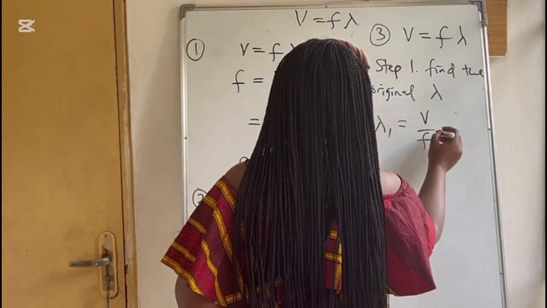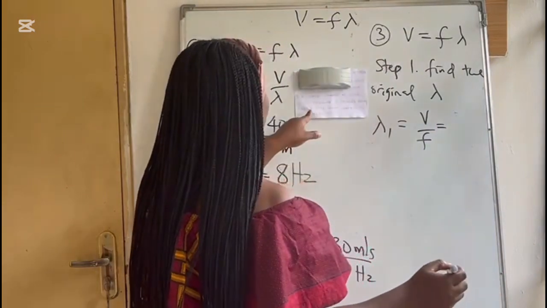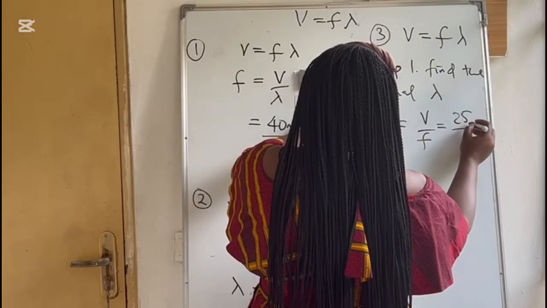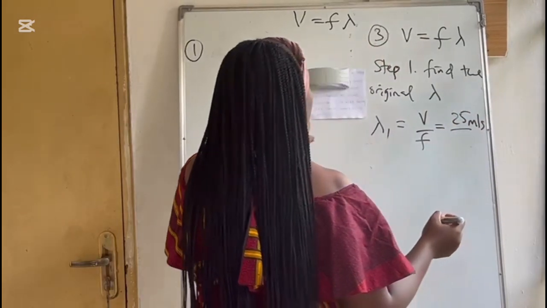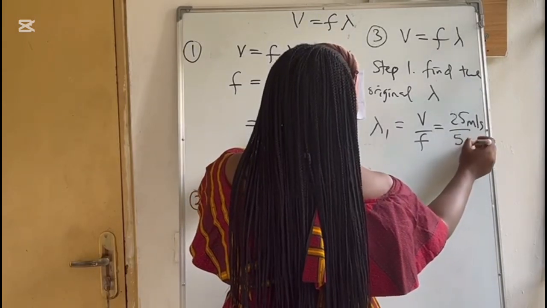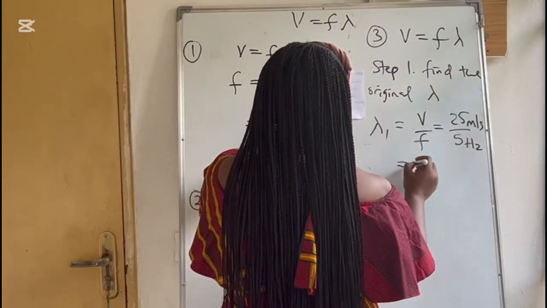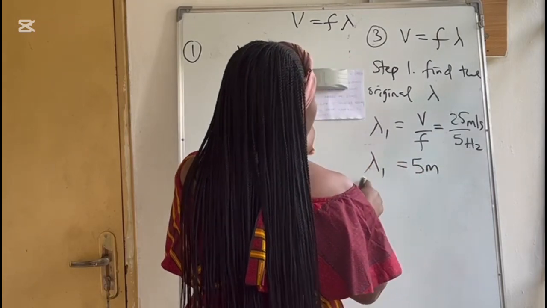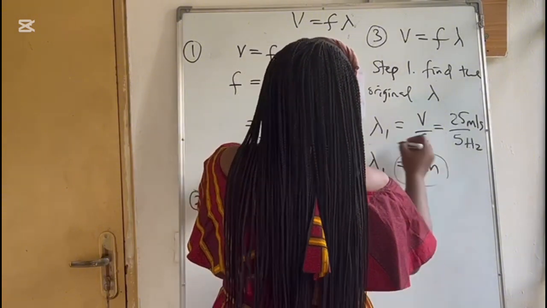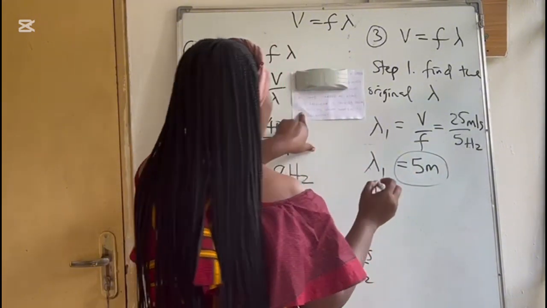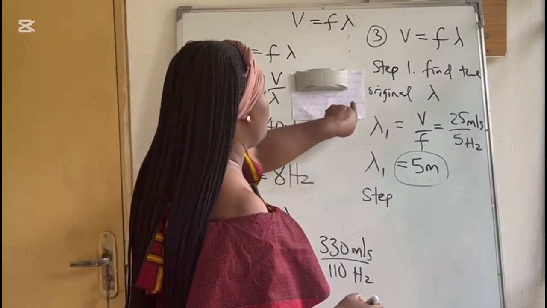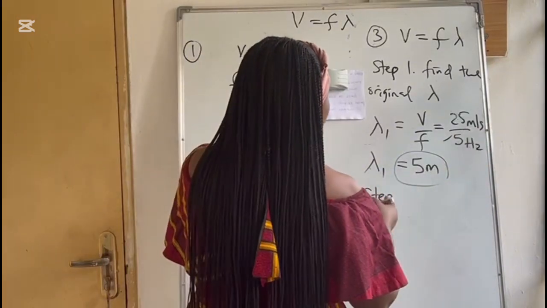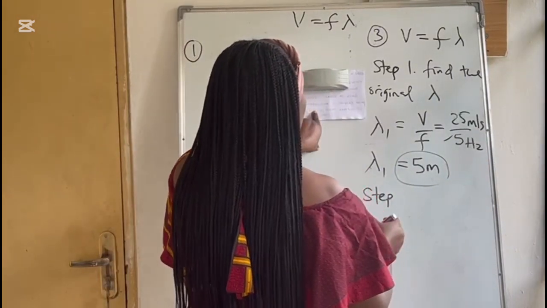V all over F. And what is V? V, according to the question, is 25, divided by the first frequency, which is 5. And 25 divided by 5 is equal to 5 meters. So our first wavelength becomes 5 meters. Now, step 2 for the second. Remember, the question says that if its frequency is doubled from 5 to 10, so we've solved for 5 hertz here. Now we want to solve for the second step.